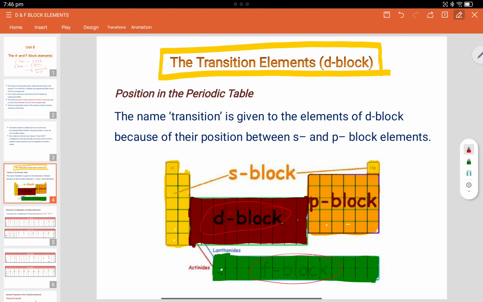Check it once again. The name transition is given to the elements of D block because of their position between S and P block elements. In between S block element and P block element, D block element lies. So these are called transition element. Okay. So check it here.